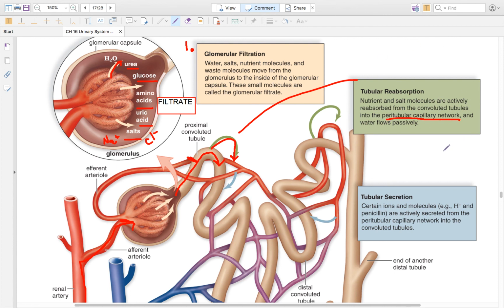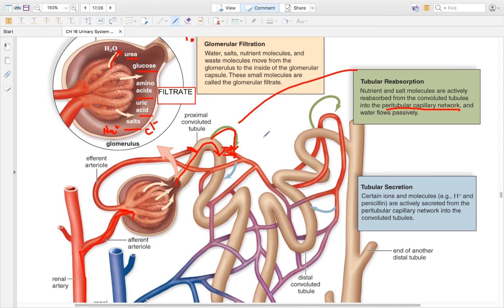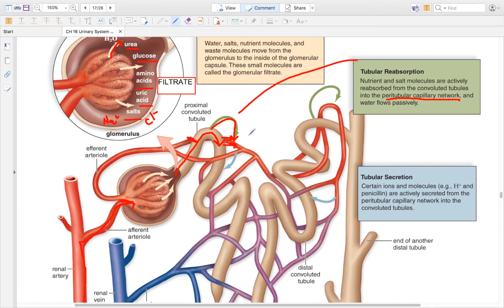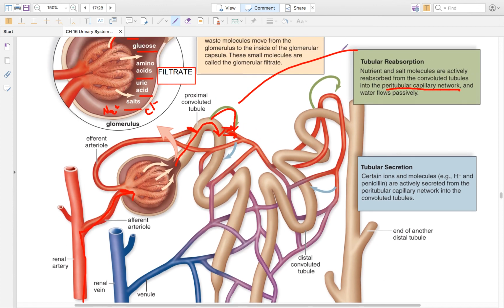So what's going to happen is nutrients and salts are going to be actively reabsorbed from the convoluted tubules into the peritubular capillary network. So they're going to leave the tubule and move into the blood. We'll discuss exactly which ones do that, but definitely sodium, and glucose will go back, and I'll get more into that in upcoming slides. This is called tubular reabsorption. So the body takes back the things that it needs, typically nutrients and salt.